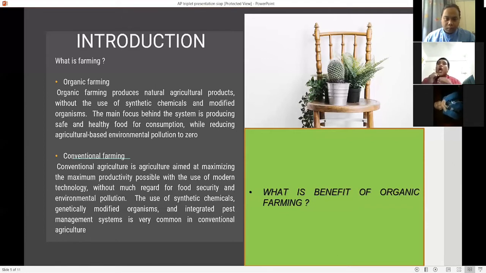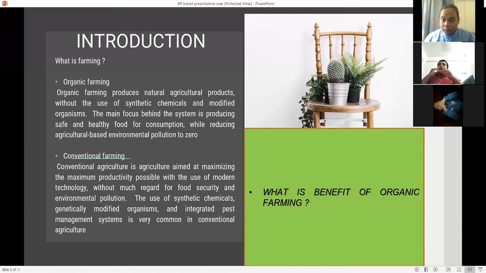Conventional agriculture is agriculture aimed at maximizing the productivity possible with the use of modern technology without much regard for food security and environmental pollution. The use of synthetic chemicals, genetically modified organisms and integrated pest management systems is very common in conventional agriculture.